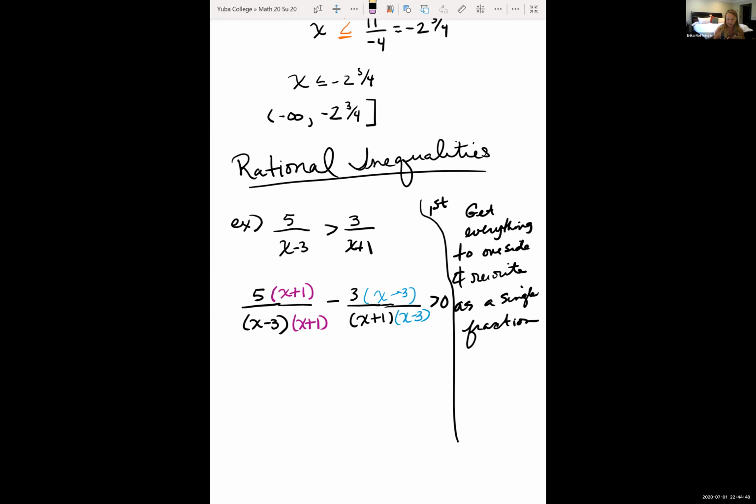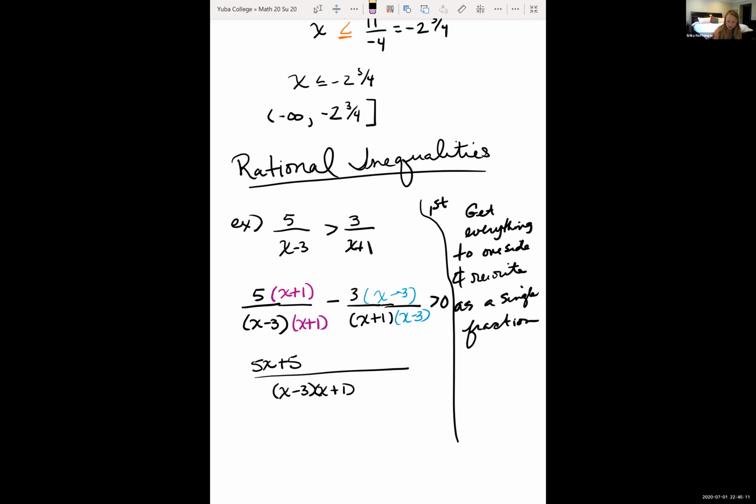So we're going to have to combine like terms in our numerator. First thing we want to do is distribute. Distributing my 5, I have 5 times x is 5x, and 5 times that plus 1, so that's plus 5. I have a common denominator, so I can rewrite this as just a single fraction.